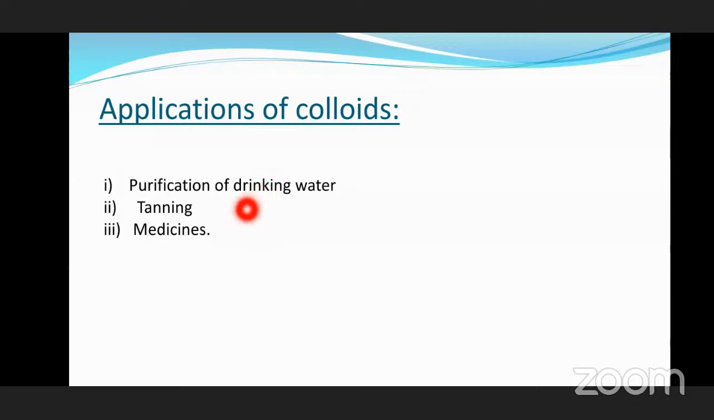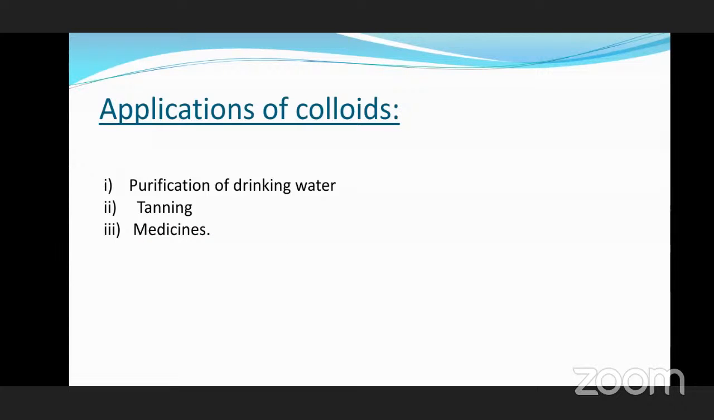Then the third point is to prepare medicines. To prepare the medicine, we use the colloids. There are so many applications and uses, but among those, I have to highlight only the important ones. Once again, to repeat: the first point is purification of drinking water, the second point is tanning, and the third point is medicine. So this is about the applications or uses of the colloids.